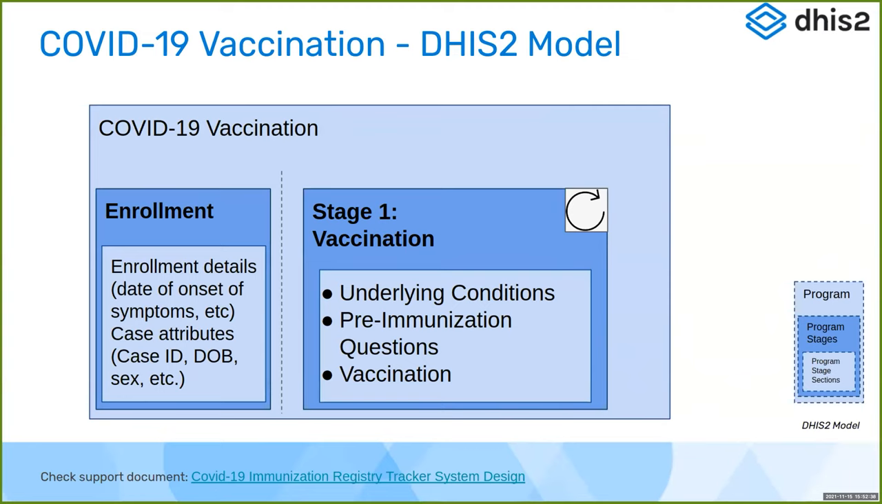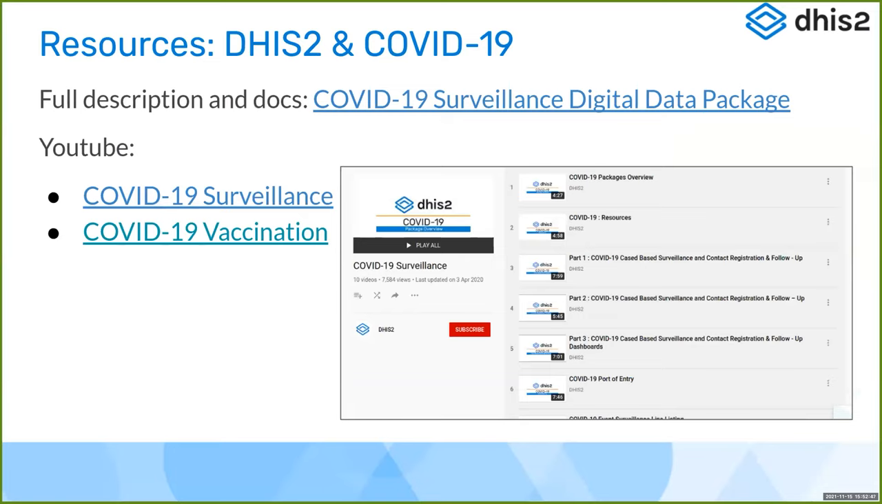That was a brief on how capturing data was meant to be done. For more information and resources on this COVID-19 package, you can get them through that link, the COVID-19 Surveillance Digital Data Package. Also, for those who are familiar with the DHIS2 community, you can go to that website and get the link that will take you to the COVID-19 package.